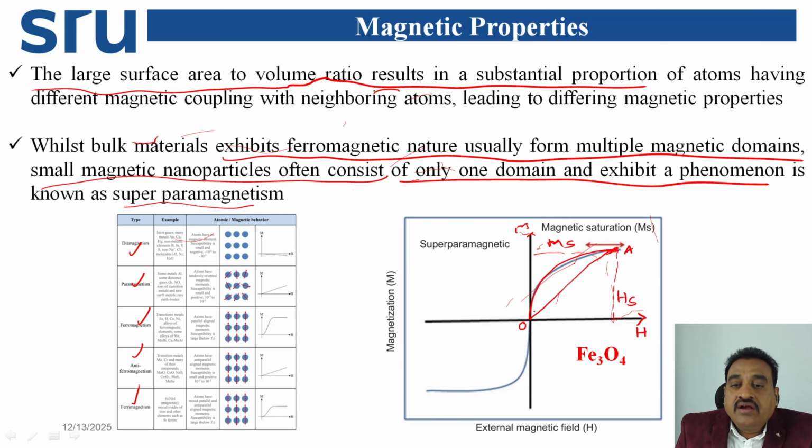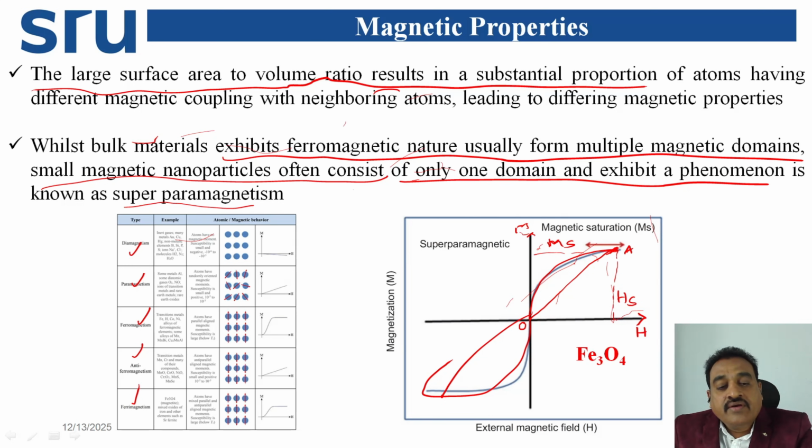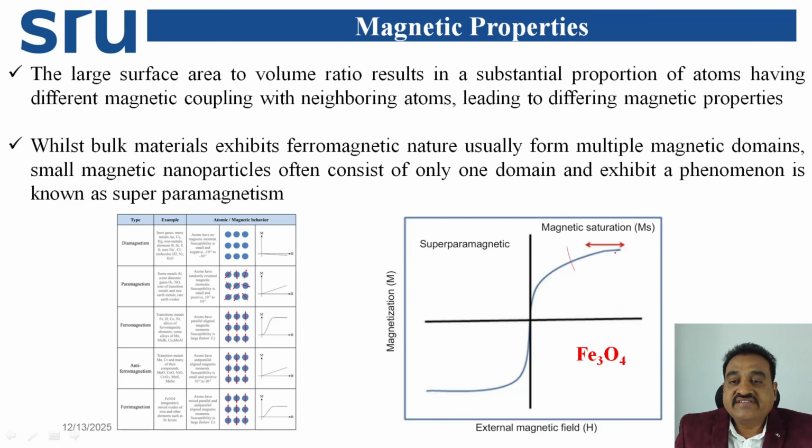So after that, if we are observing, totally we can observe the hysteresis loop of a ferromagnetic material. This is the hysteresis loop. So here the saturation magnetization, MS, is showing here.